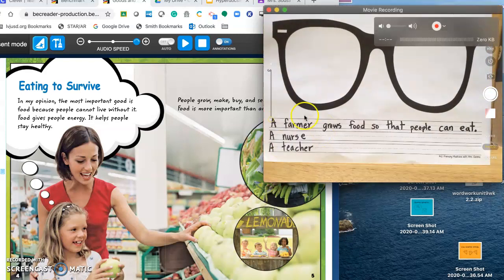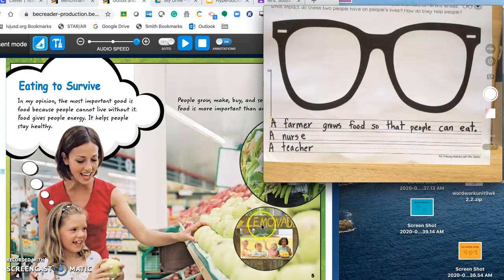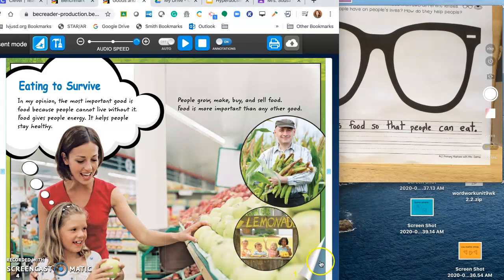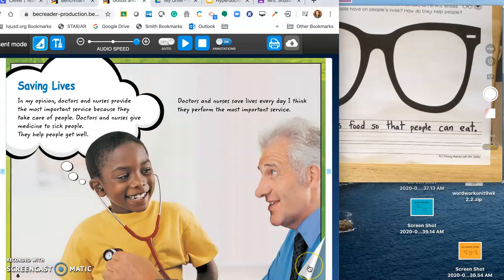Okay. Now we're going to move on to see how other people in this text are connected. Let's read this page.